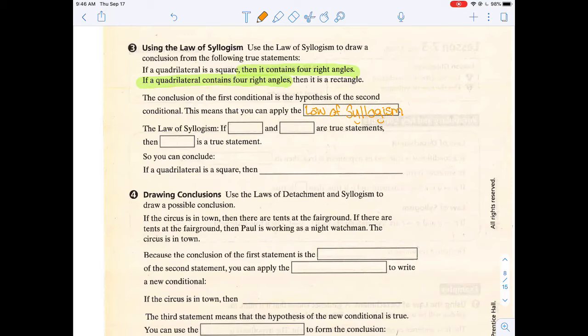Because of the law of syllogism, we know that if P then Q and if Q then R are true statements, then if P then R is also a true statement. So we can conclude that if the quadrilateral is a square, then it is a rectangle. So the law of syllogism just kind of cuts out the middle of the two statements and combines it to make one.